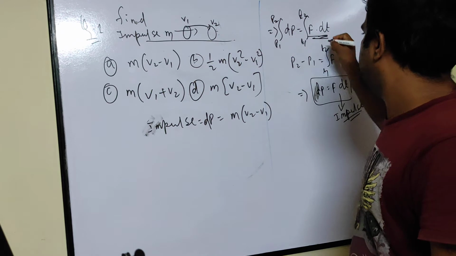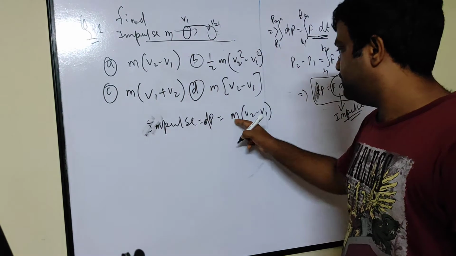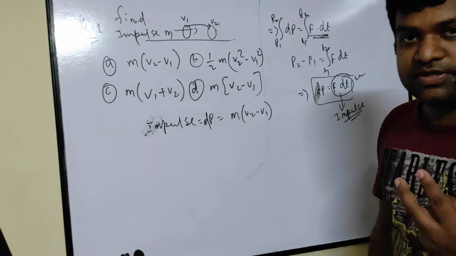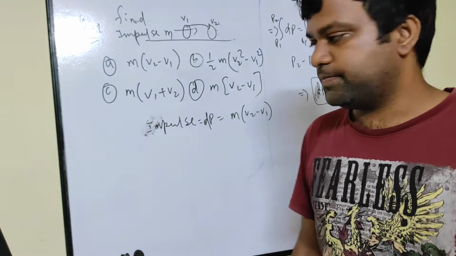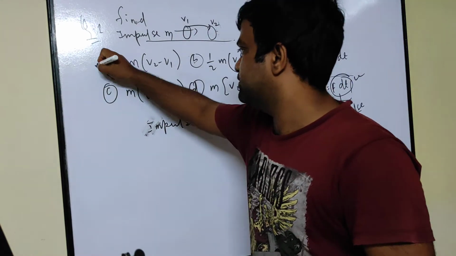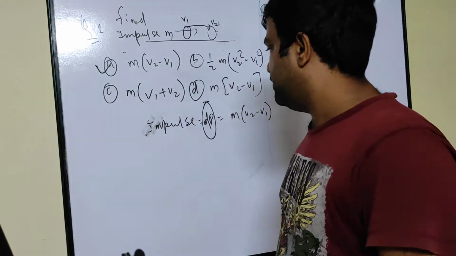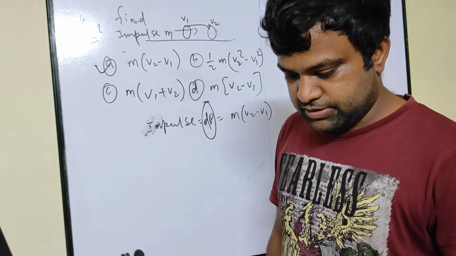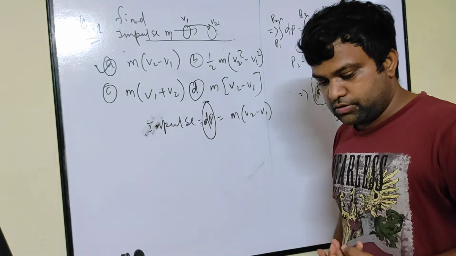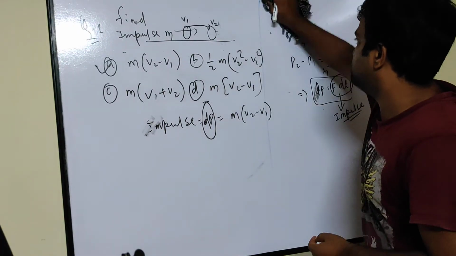Simple, right? dp is F dt, and dp is your p2 minus p1, which is equal to mv2 minus mv1, because p is the momentum and momentum is mv. So simply this is your impulse, your change in momentum, dp is also your impulse. Now one more question let us discuss. This question came in different entrance examinations also.